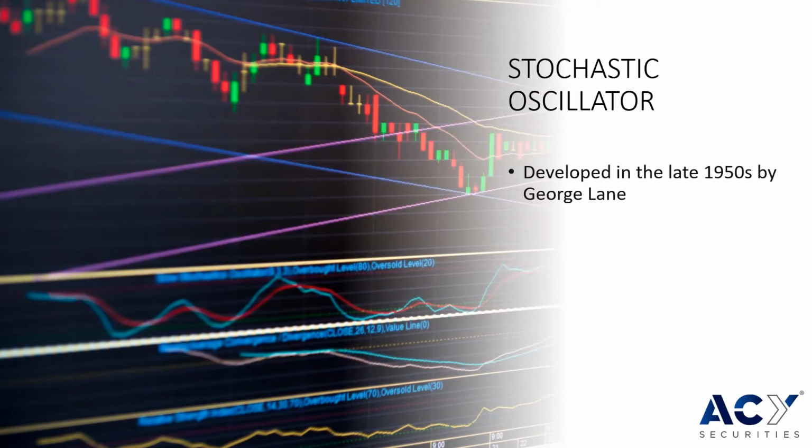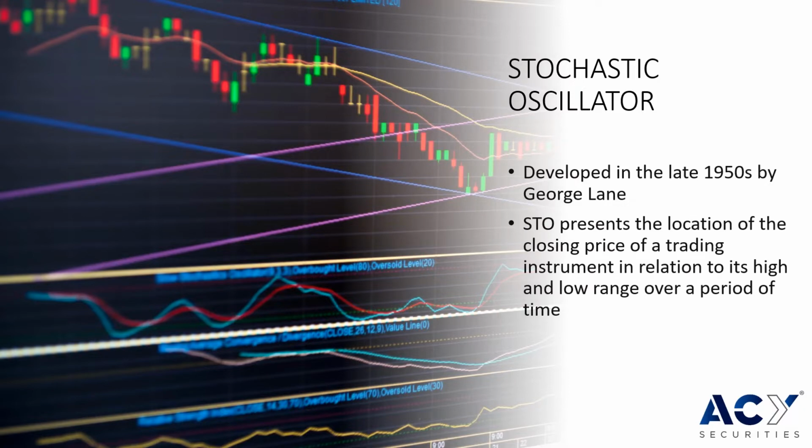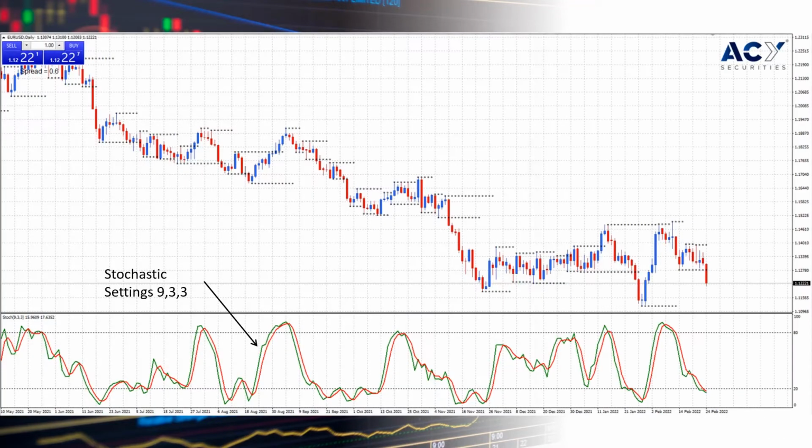So today I'm going to look at using the stochastic oscillator, and it was developed in the late 1950s by George Lane. The stochastic oscillator presents the location of the closing price of a trading instrument in relation to its high and low range over a period of time, and it's plotted as two lines below the price chart. So here we have a daily chart example, and the stochastic oscillator is positioned at the bottom of the chart consisting of two lines, and the settings that I like to use are 9, 3 and 3.